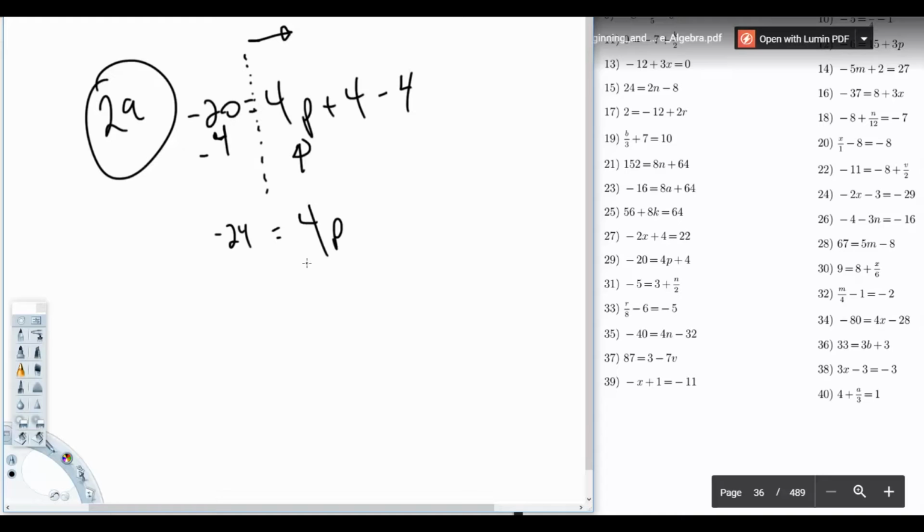And here, once again, divide by 4, divide by 4. Now a negative divided by a positive equals a negative. Negative 24 divided by 4 equals negative 6. Here we cross that out. P equals negative 6. Is that right? Yes, it is.